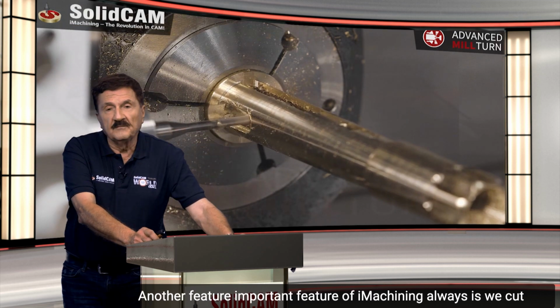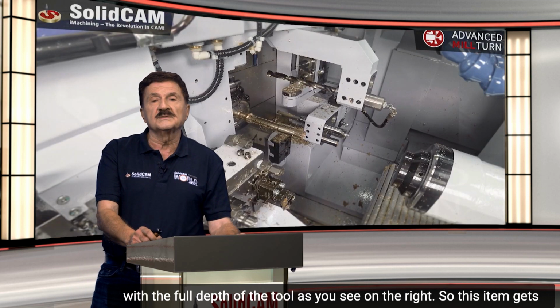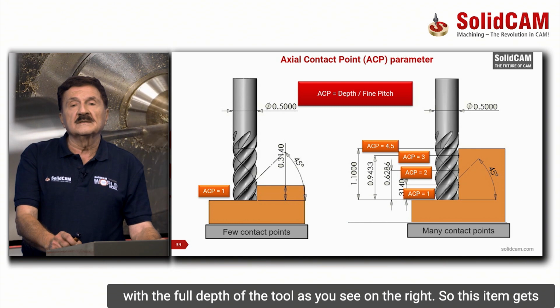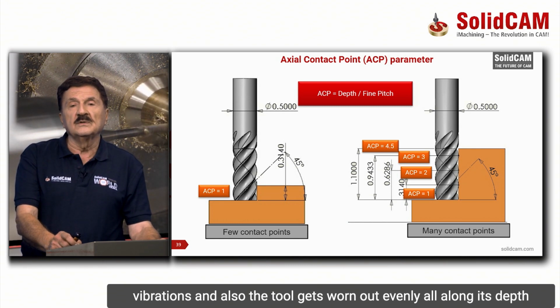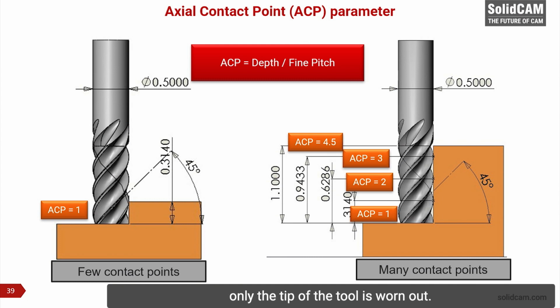Another important feature of iMachining is that we always cut with the full depth of the tool, as you see on the right. So this eliminates vibrations, and also the tool gets worn out evenly all along its depth, as opposed to the cutting to the left. When you cut with small depths, only the tip of the tool is worn out.